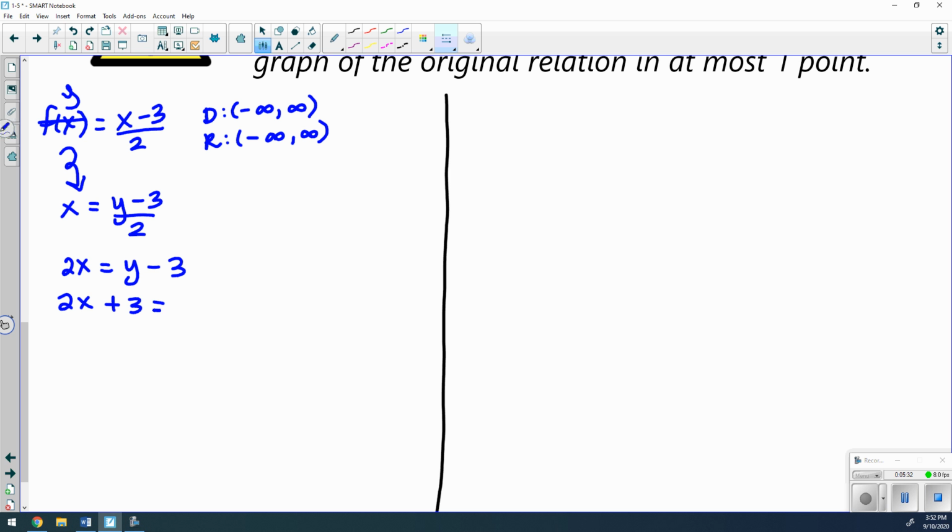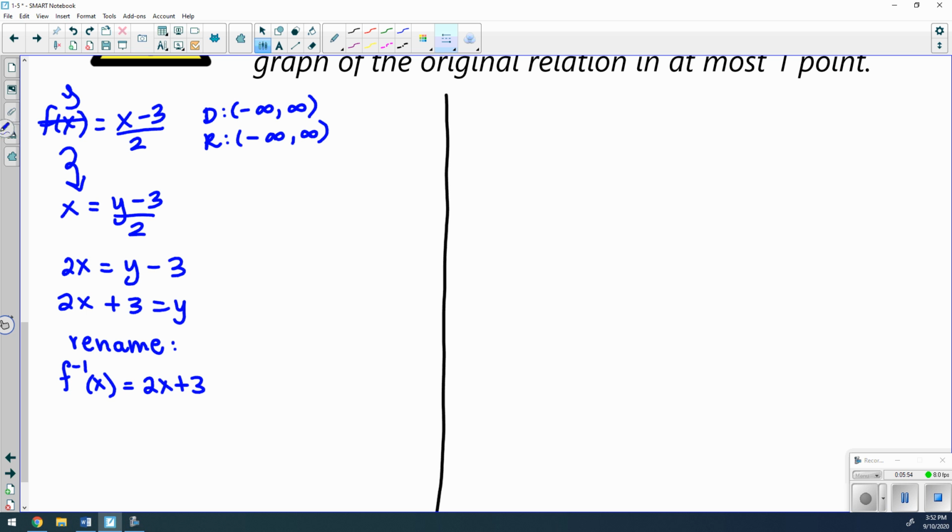So I'm just doing a lot of this mentally. Now, the last step is kind of the most important step. It's where you rename a function as an inverse function. 2x plus 3 is my inverse function. f to the negative 1 is industry standard notation for inverse function.